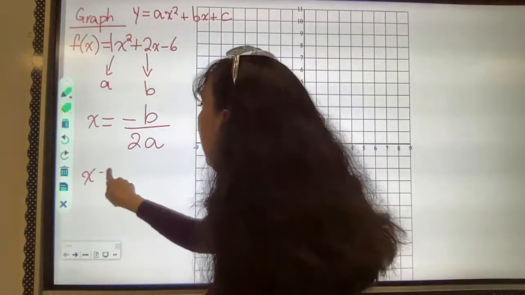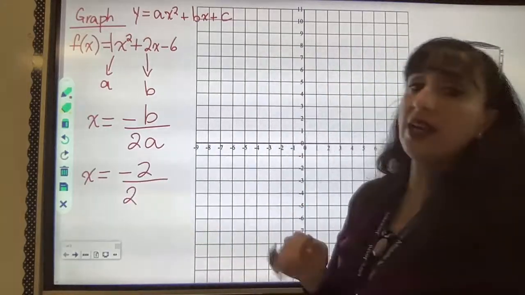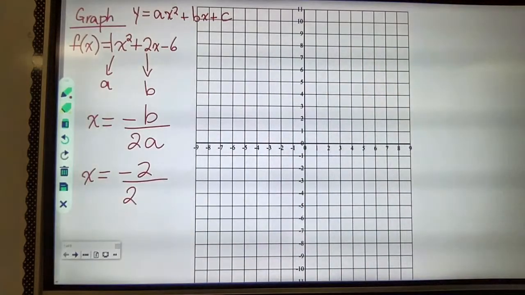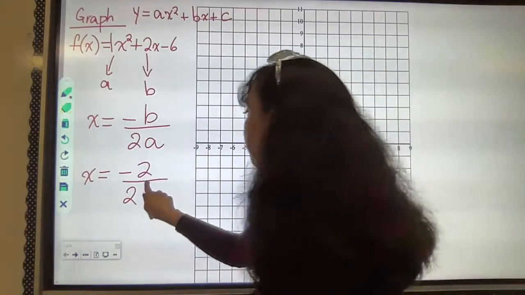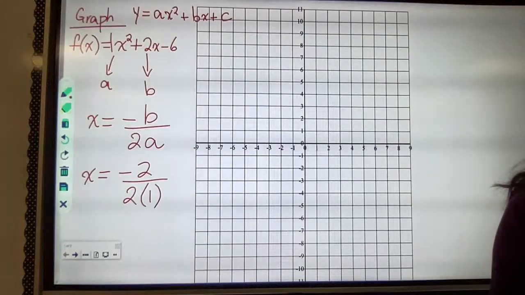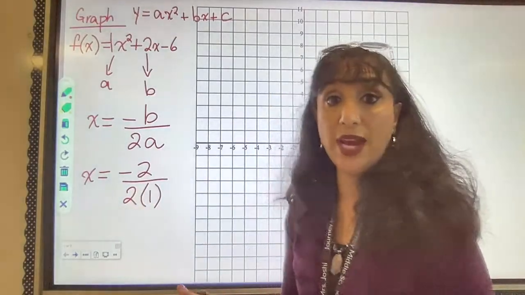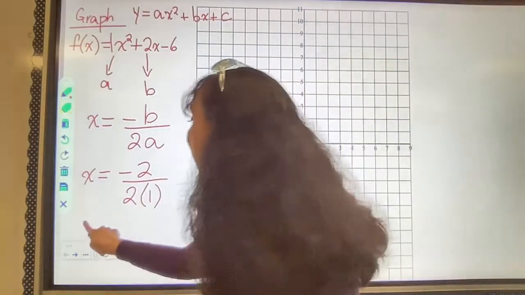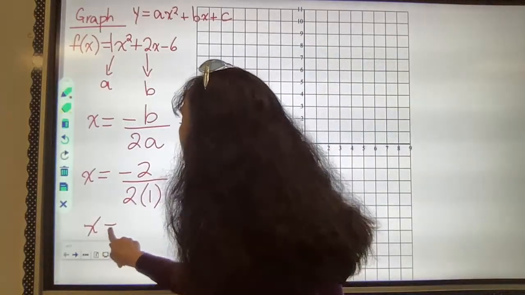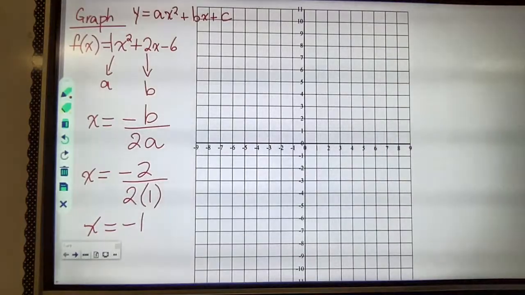Okay, so I'm trying to find that. So I have negative 2 over 2 times. What is a? As I just showed you, it is going to be 1. Okay, and so now when I look at this and I have negative 2 divided by 2, I am going to get my axis of symmetry as negative 1. Negative 1.